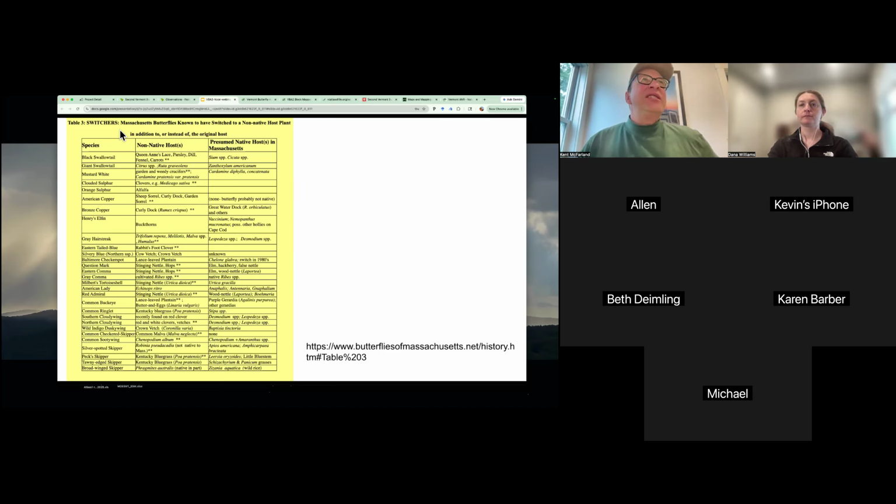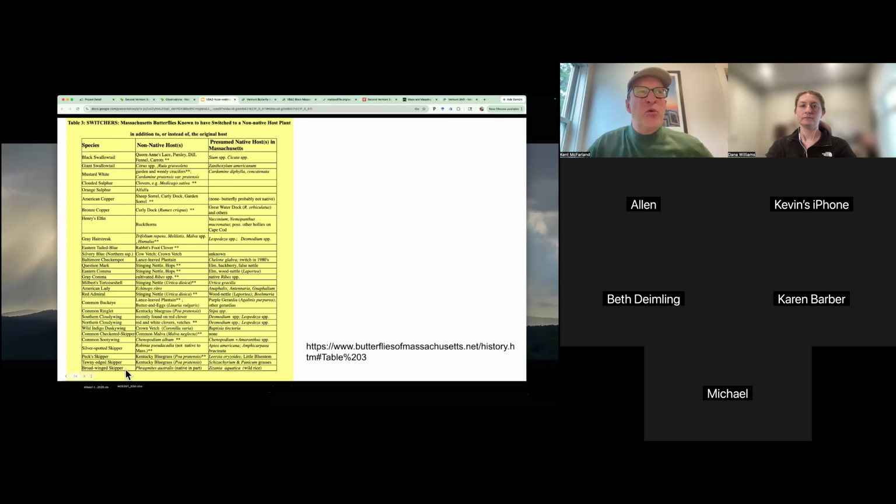And so we have these things we call switchers, which have gone from presumed native host plants to zooming in on something that might be non-native and a lot more common. How they switch, we don't really know. So something like silvery blue has jumped to crown vetch. It's all over the place now. It used to be not all over the place. Common ringlets, they're all over the place now. They didn't used to be. They skipped. And you can look down this list.